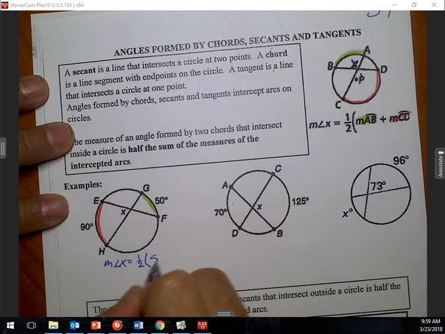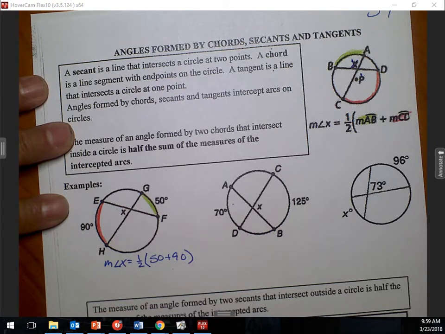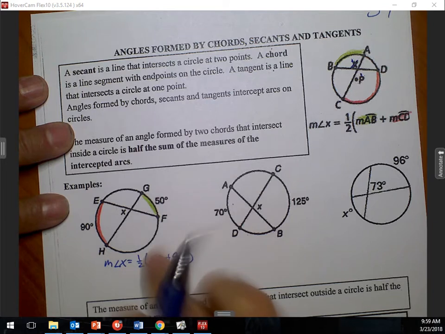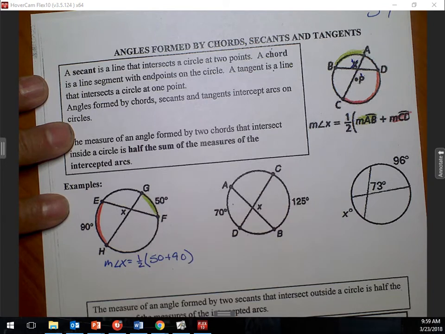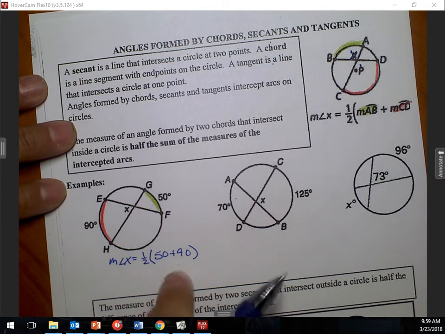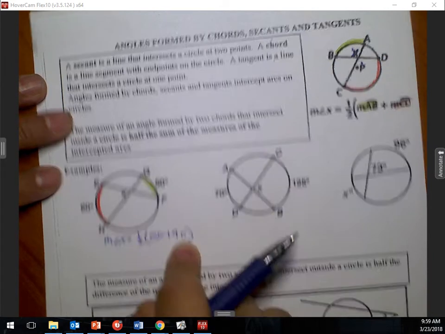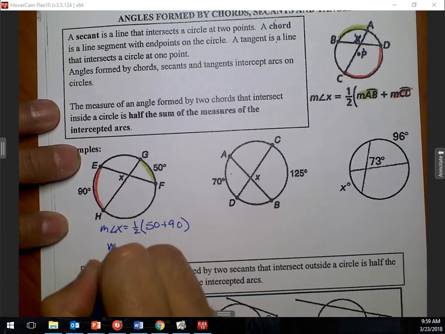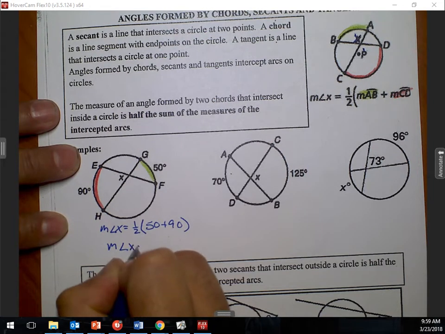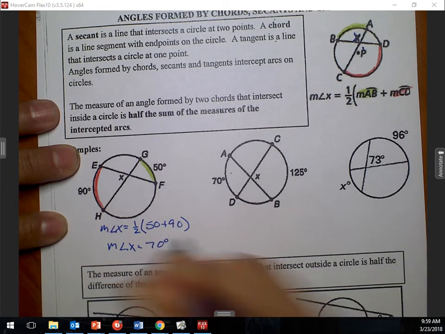So it's going to be 50 plus 90, right? Okay. So there we go. So we have that right there. So 50 plus 90 gives me 140. What is half of 140? 70. Very good. So measure angle X is 70 degrees.